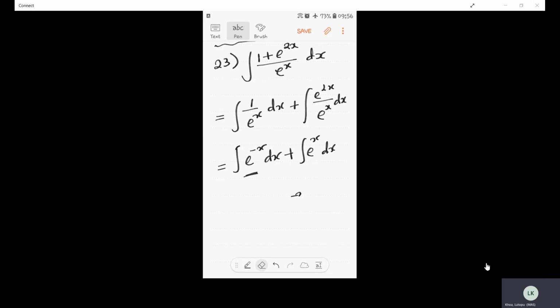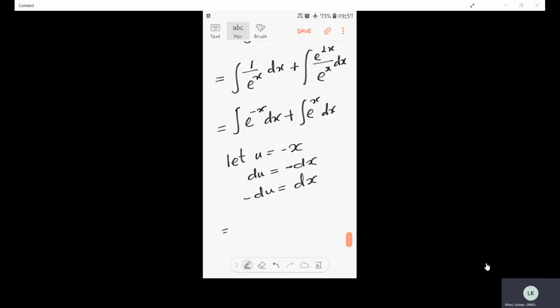Here I can also use a substitution. If I let u equal minus x, then du is equal to minus dx, which means that minus du is equal to dx. So what I'm actually integrating is e to the power of u times minus du, plus the integral of e to the power of x dx.